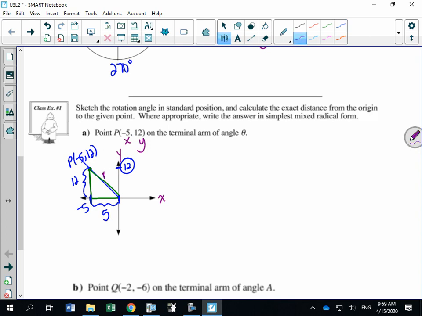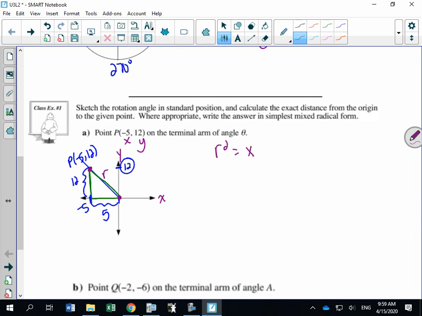What I don't know is r. That's what we're going to be calculating. And then what this question is saying is calculate the exact distance from the origin, so here's the origin at 0, 0, to the given point. So they want to know what my radius is. So let's write that down.